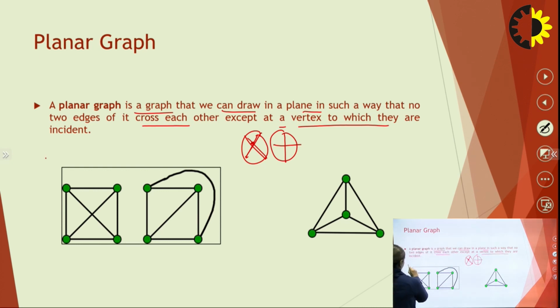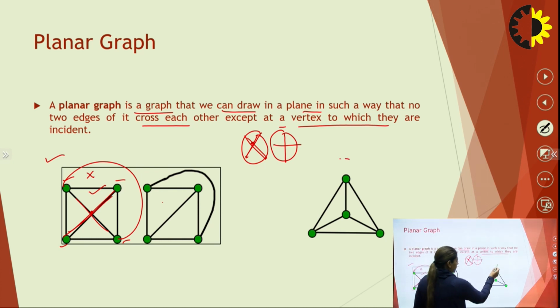Now let's consider this graph. See, it has 4 vertices, 1, 2, 3 and 4. The edges this and this are crossing each other, right? So this is not a planar graph. If there were a vertex here, then it would be a planar graph. Otherwise it is not a planar graph because there is no vertex and the edges are crossing each other. So this graph can be converted to this graph. This edge is drawn like this here only, and this edge is converted like this, right? So this graph is converted to a planar graph like this.